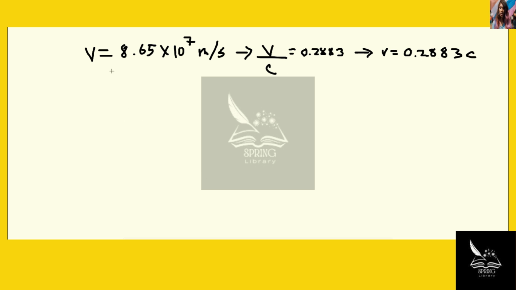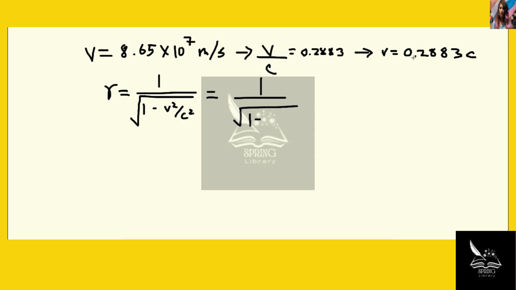And the advantage of writing velocity this way is that we can work out what gamma is, which is 1 over the square root of 1 minus v squared over c squared. And so that's just 1 over the square root of 1 minus 0.2883 squared. That gives you 1.0443 for gamma.